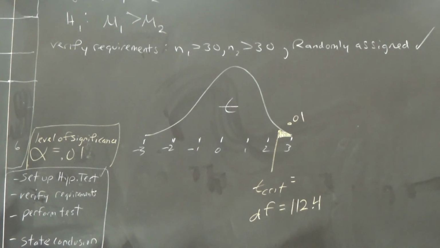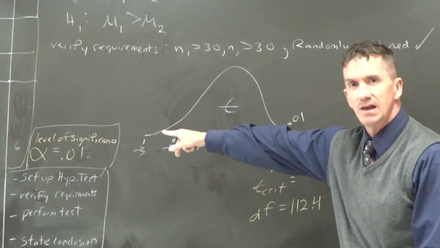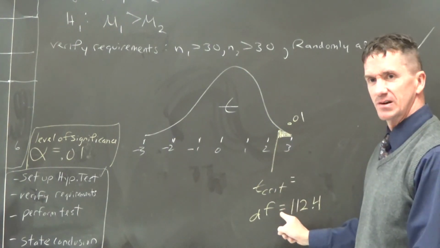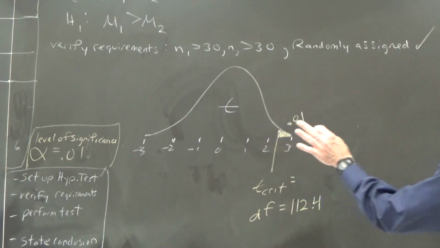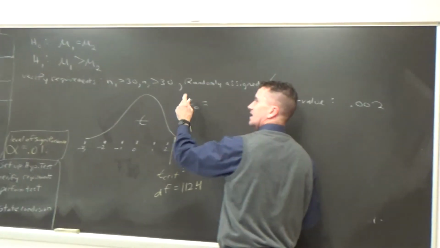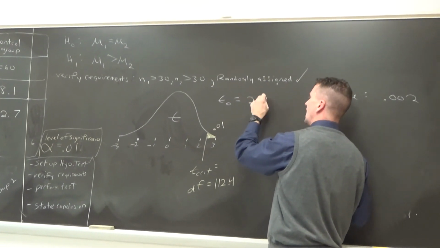0.002. So the only things I use the yellow chalk for are the alpha level of significance, where I shade the tail or tails, and my degrees of freedom. That's all I use for my yellow chalk. Everything else is white chalk. The p-value is this. Let me find that test statistic. What was that? 2 point what? 849.